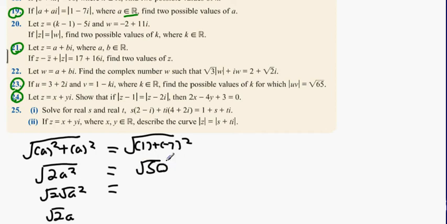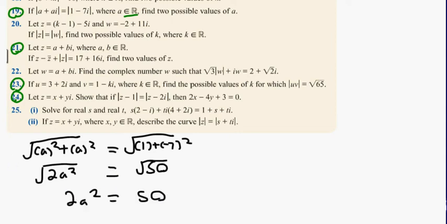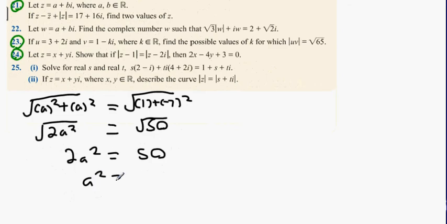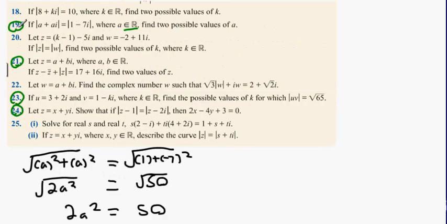Now, I was probably better off not going any further than that, because they both have square root signs. So because they both have square root signs, I can just get rid of the square root sign. So I would have got 2a squared equals 50, and then I can say that a squared equals 25, and that means that a equals 5 or minus 5. Okay, so that's very handy. So number 19 done. Now on to number 20.